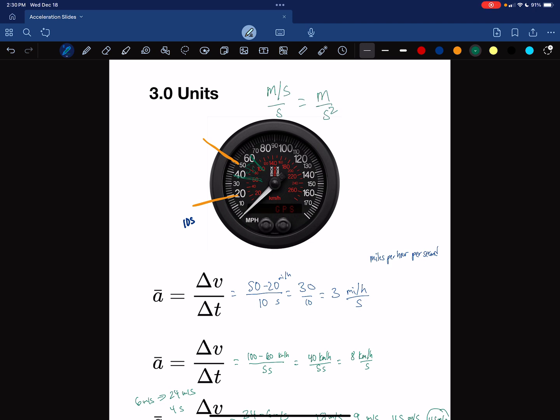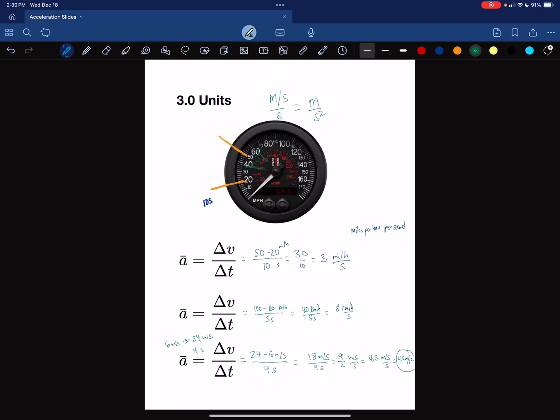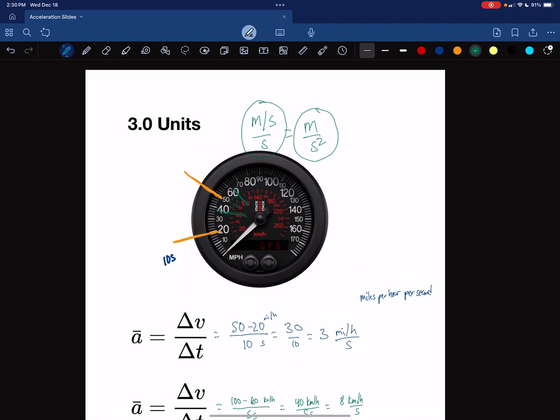Now I don't know of any other person in the world who knows what a square second is. It's not a real thing. It's just a function of the algebra of working with the units. So meters per second squared is like miles per hour per second, is like kilometers per hour per second. It's just that meters per second squared is meters per second combined algebraically.